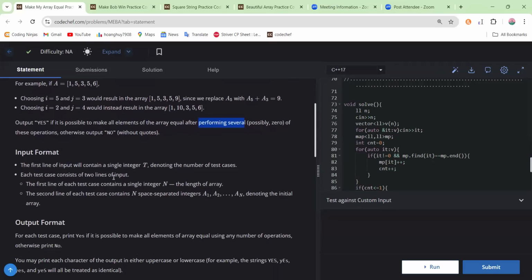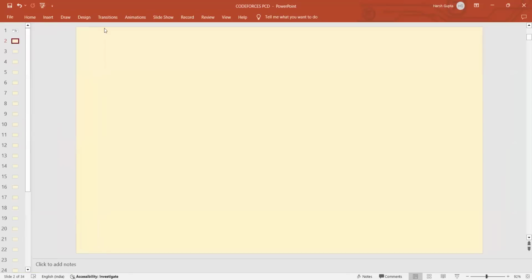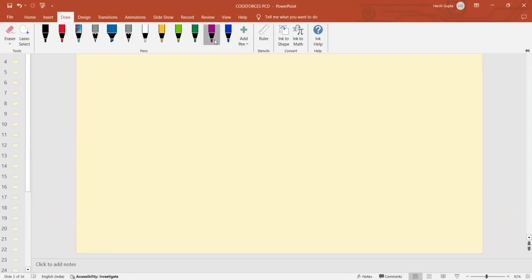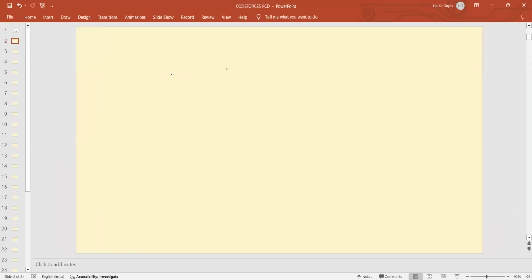Okay. So you are given the number of test cases, then a single integer n, that is the length of the array, and the numbers of the array as well. So how to think of this question? How can we do this? First of all, let's understand the question once more. You are given an array A that basically contains n integers.